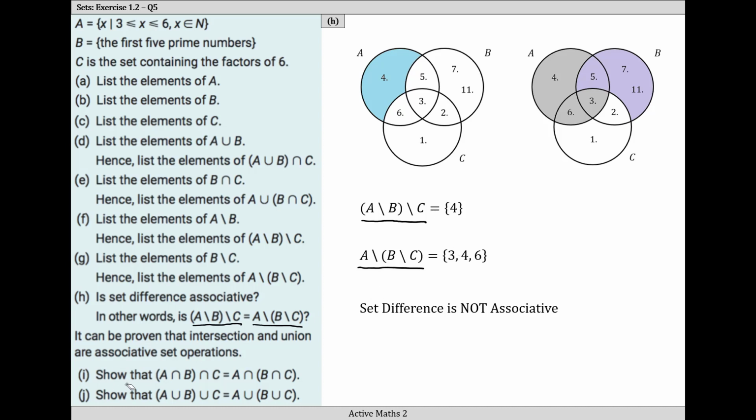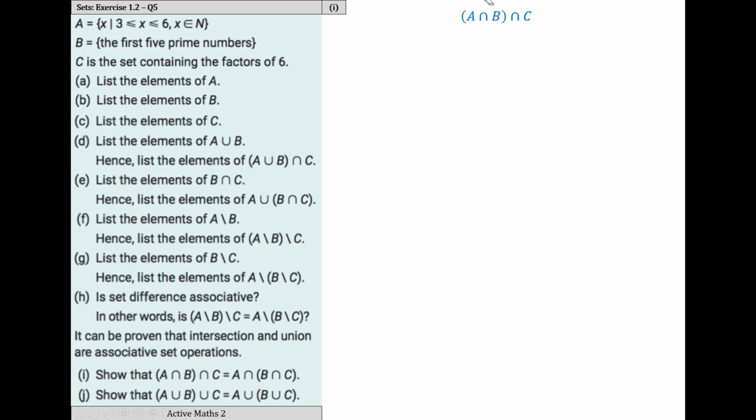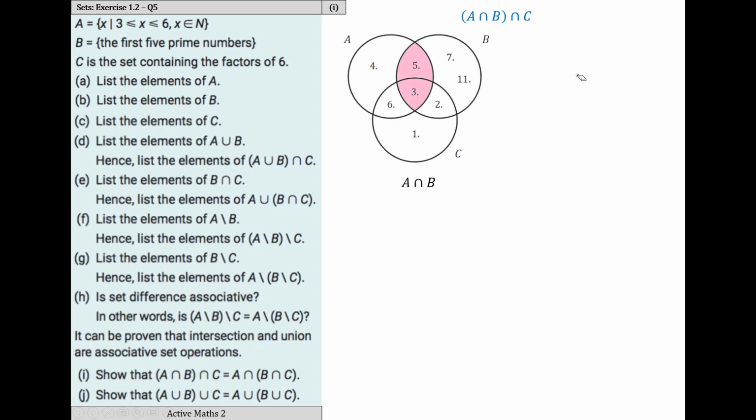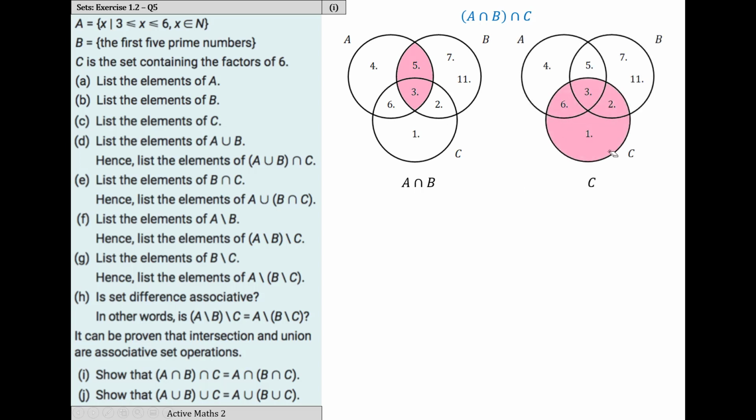Okay, what about parts I and J? Well, they're going to ask us, are intersection and union, are they associative? And the best thing we can do is just to do them piece by piece. So if we go to I, I want to find A intersection B intersection C. Well, first of all, A intersection B is that pink piece there, the bit that's common to both A and B. And then C is obviously all of circle C.